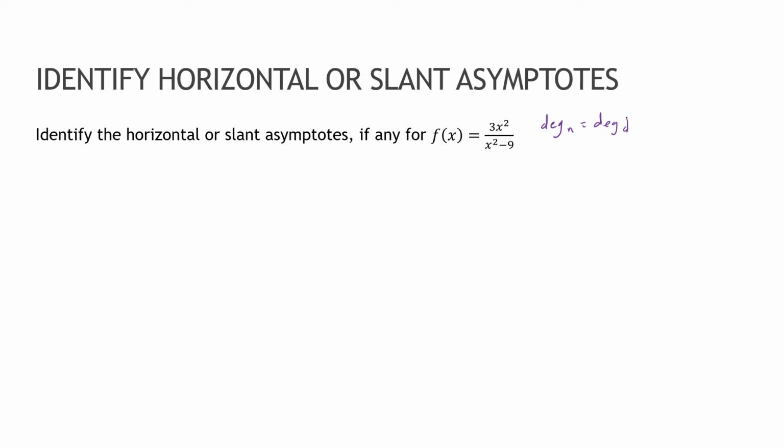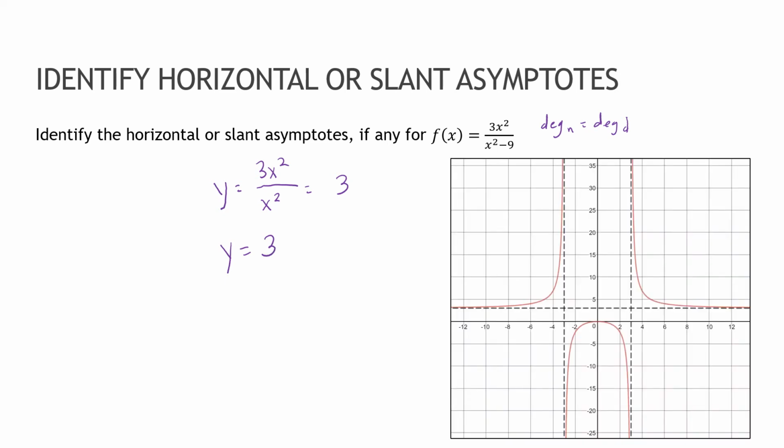Well, remember, all I'm going to do is take the first term, 3x squared, the term of the highest degree, divided by the term of the highest degree, and that gives me y equals 3. So I've got a y equals 3 asymptote. Again, if I look at my graph, that is where that black dotted line is at y equals 3. And again, you could find those same two vertical asymptotes, but we're focusing on horizontal right now.